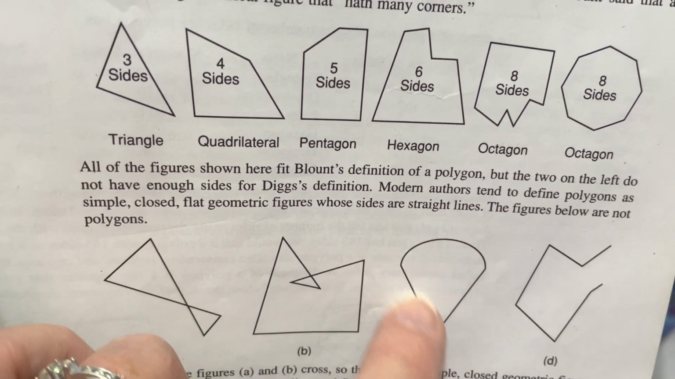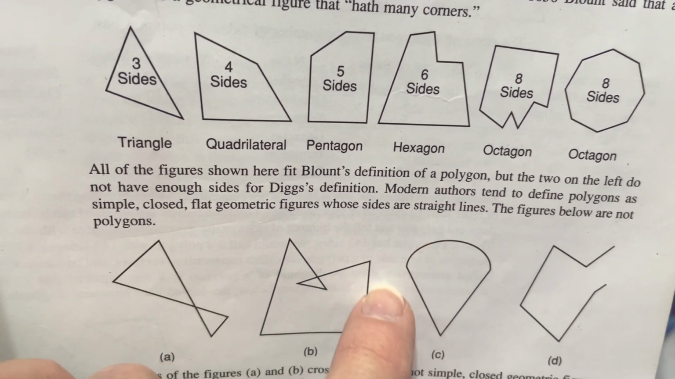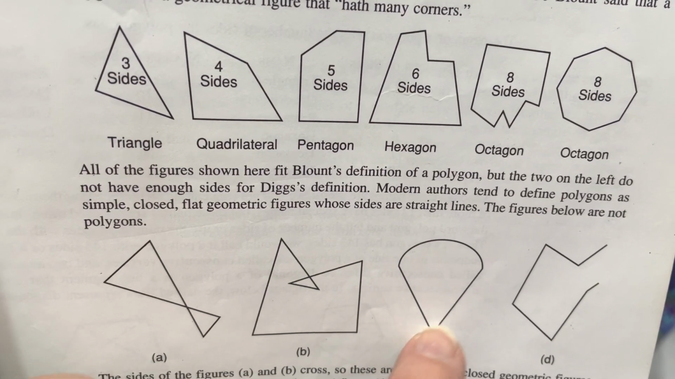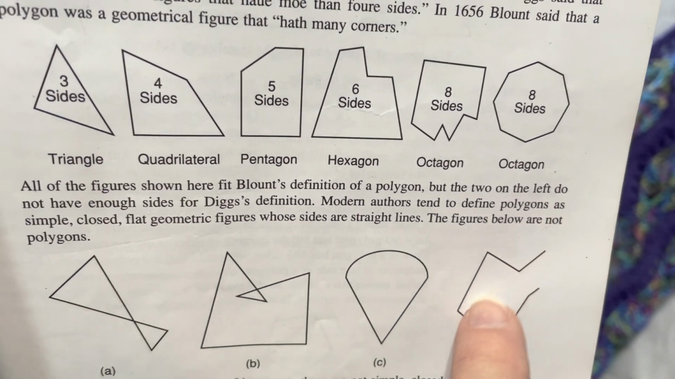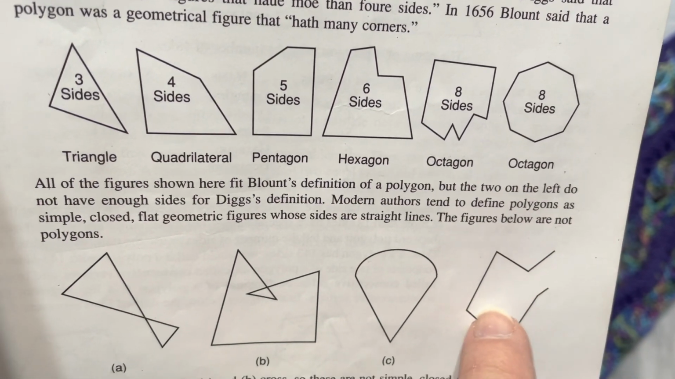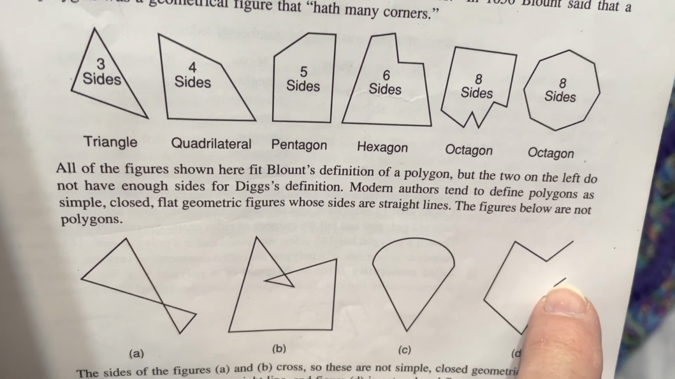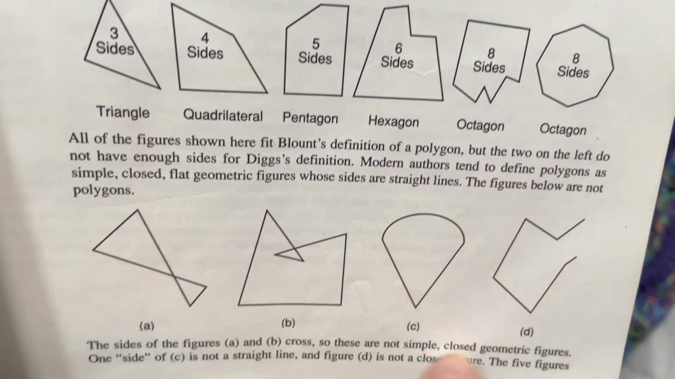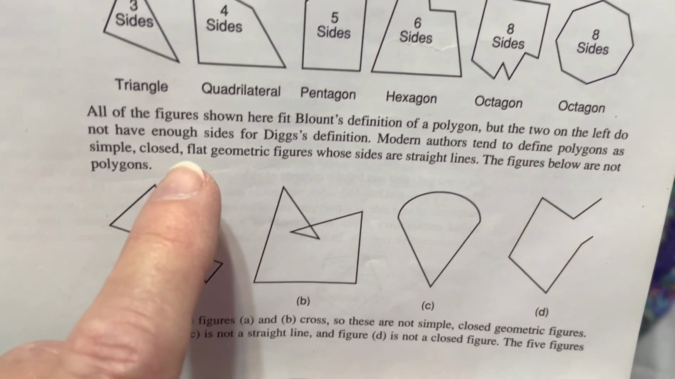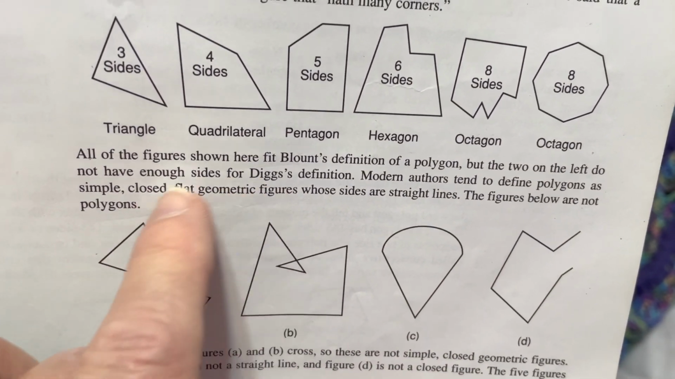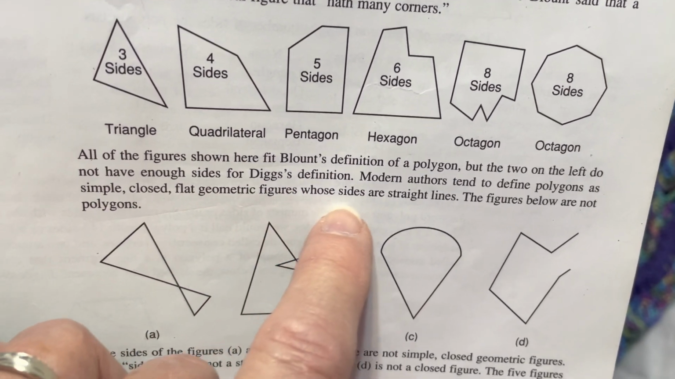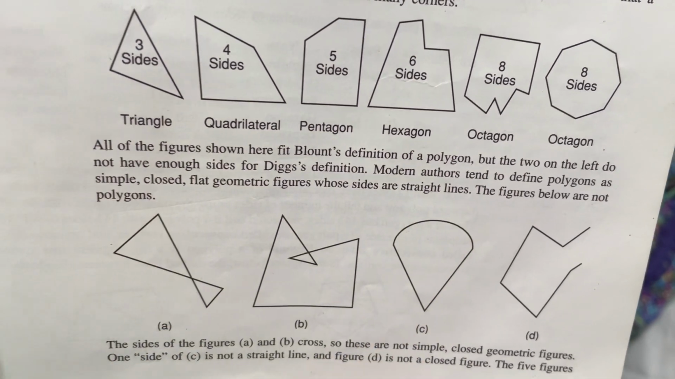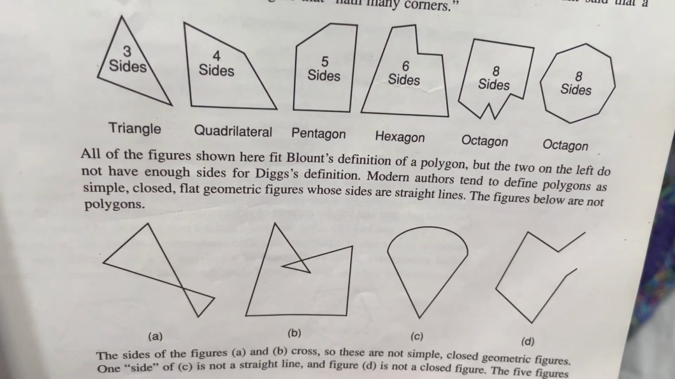This figure starts well, but then it has a rounded side. All the sides must be straight. That is not a polygon. And this one is not closed. You see, I can escape through that gate there. That's not a closed figure. Therefore, it is not a polygon. So here we're talking about a simple, closed, flat geometric figure whose sides are straight. We're going to use that definition in this book.